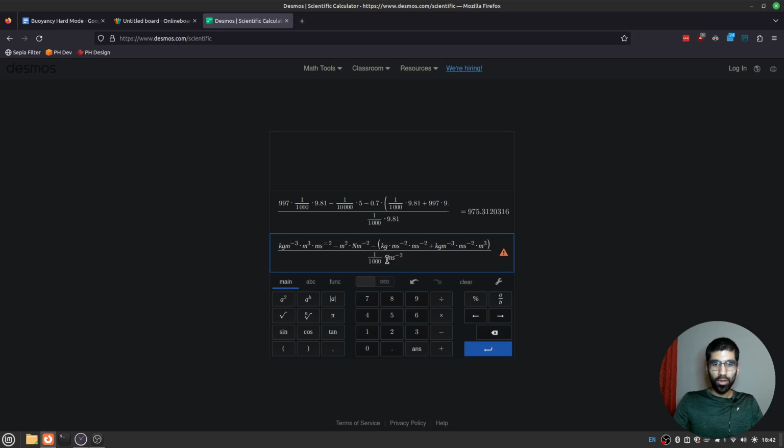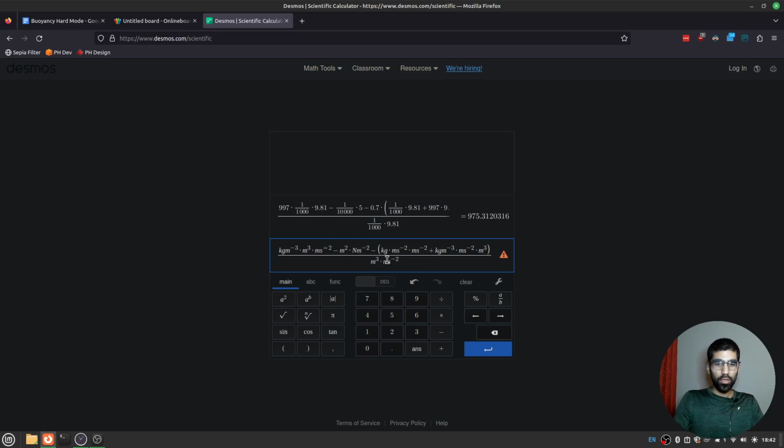Alright, now let's just cancel some units out. Kilograms per cubic meter times cubic meters. Okay, so those two things are going to cancel out. Kilograms meter per second squared, that is a Newton. So I'm just going to write Newton. Meter squared times newtons per meter squared. The per meter squared and the meter squared, these two things cancel out, and we're left with newtons. Newtons minus newtons, that's still going to be newtons.